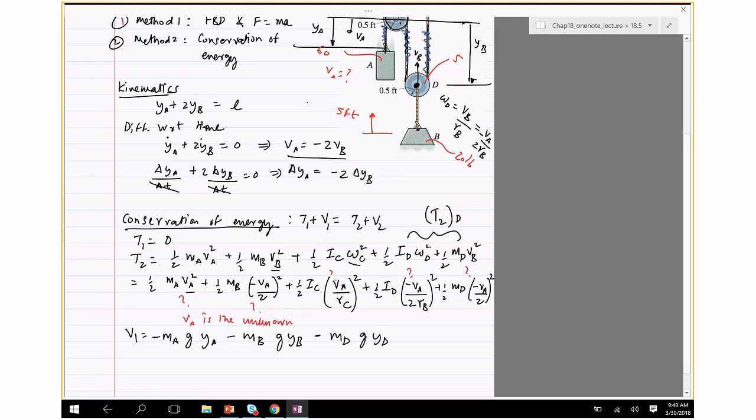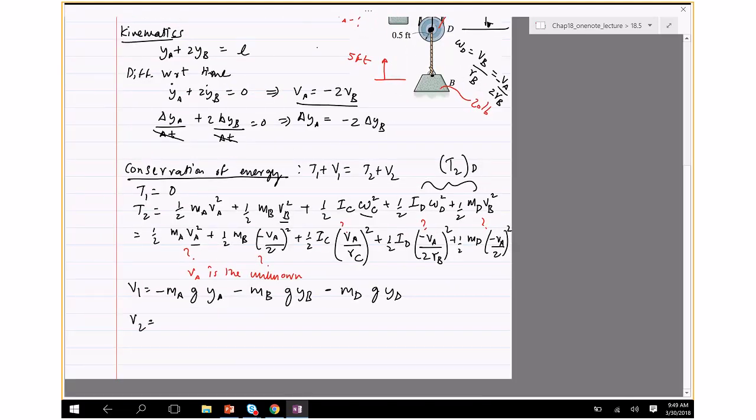Okay, now there is the length of the string. So how would I get MB g YB? Well, there is the length of the string, but really you'll see that it doesn't matter because it cancels off in the next step. So V2 is going to be the potential energy when B has moved up by 5 feet. In effect, A would have moved down by how much? 2.5. That's right. Sorry, if B has moved 5 feet, then YA would move 10 feet, right? 10 feet up, because delta YA is 2 times.